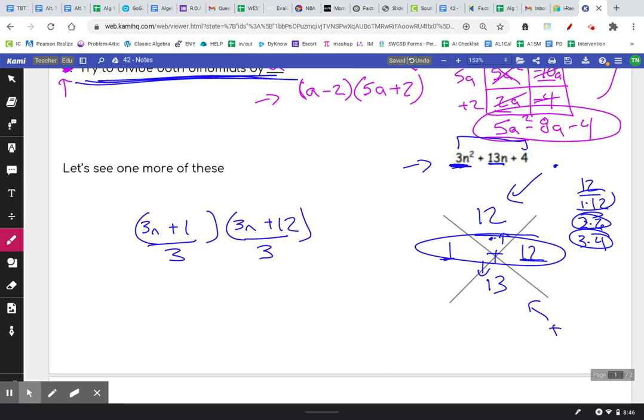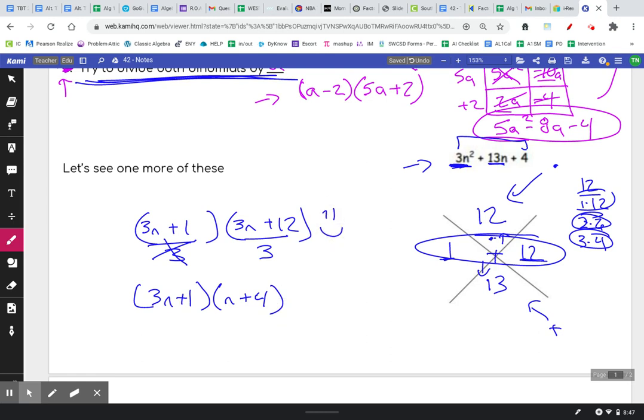3 divided by 3 is 1. That's great. 1 divided by 3 is going to be 0.33, or 1/3. We don't like that. We're not going to divide this one. Let's just keep it as 3n plus 1. Over here, 3 divided by 3 is n, or 1n, and 12 divided by 3 is 4. That one can be simplified.